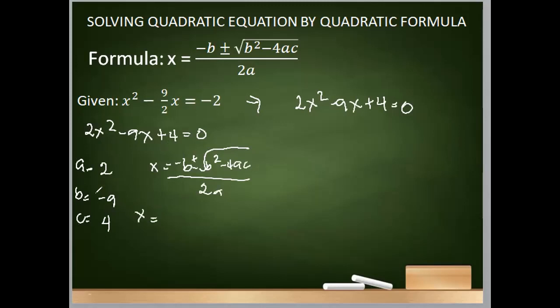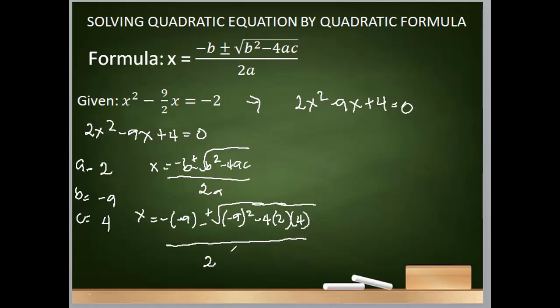Negative b, what is b? That is negative times negative 9. Positive and negative square root of b squared, which is negative 9 squared, minus 4 times 2 times c, that is 4. Okay, I hope nakakasunod lahat. All over 2 times 2. Okay, so now let's simplify. Sige po, erase ko na nga to para medyo malaki-laki ang ating pagsusulatan.